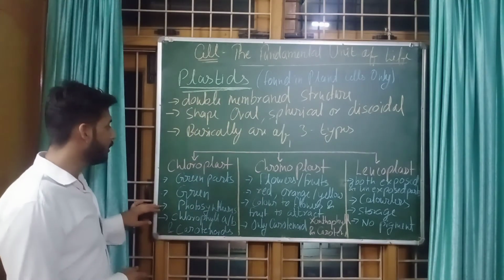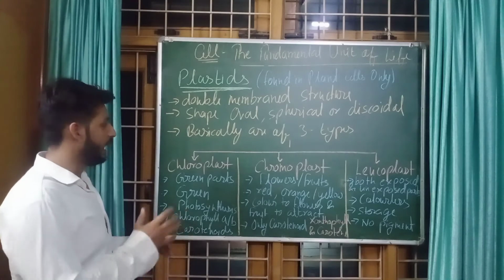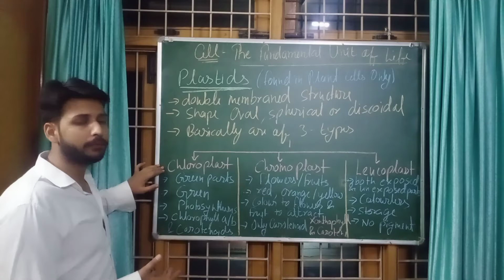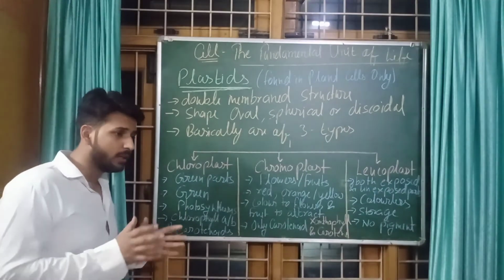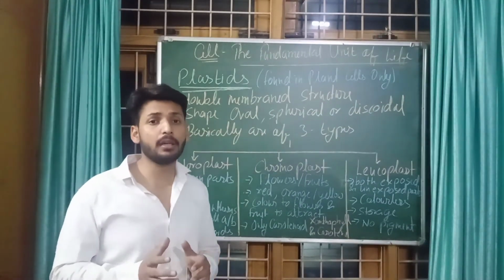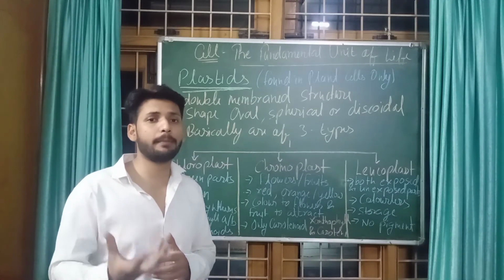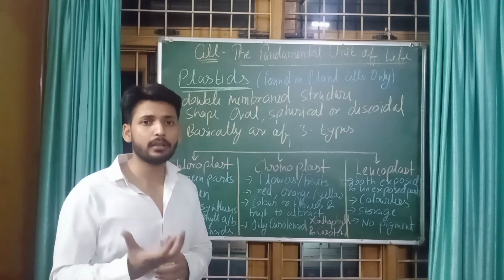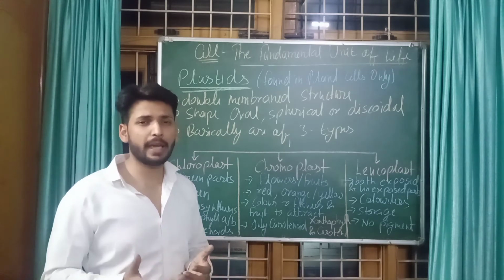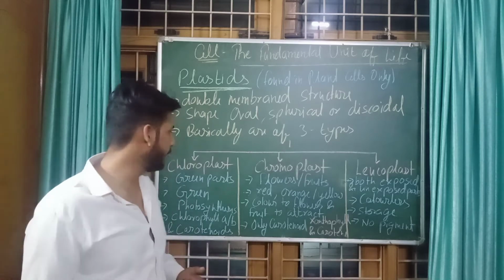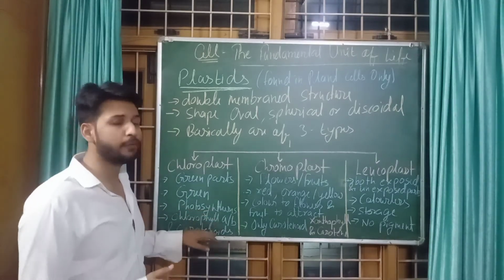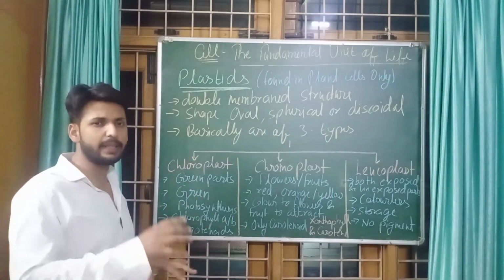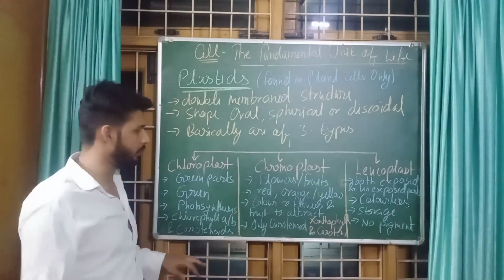Next point is their function. The chloroplast performs the function of photosynthesis. I told you photosynthesis is the process in which green plants prepare their own food in the presence of sunlight, chlorophyll, carbon dioxide and water. Got it? These are the raw materials. So this photosynthesis takes place inside the chloroplast only. We'll study its structure in detail just now.